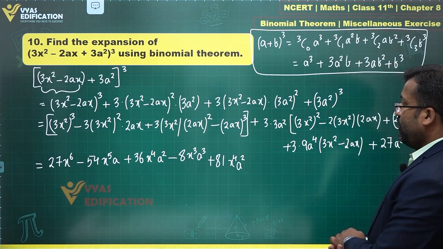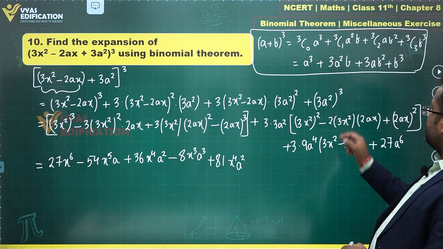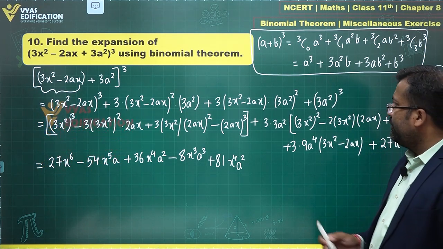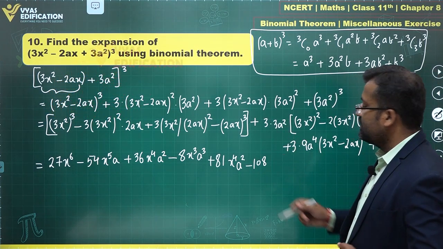Let it be. What next? Then you have a minus over here. This is 3 times 2 times 2. This is 3 times 4, 12. 12 times 9 is 108 with a minus. Okay. Those are the coefficients.